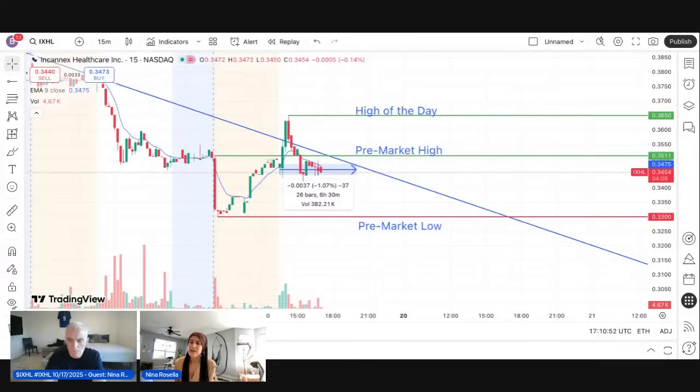But the fact that IXHL is unique because they have the FDA involved with their clinical studies, and they are listed on the market. Unlike any other medical cannabis, you can't invest in stocks directly unless they're in Canada. Otherwise, they're on the OTC. So this is one cannabis stock that you can invest in that is on the market. I think that gives it significant legitimacy.